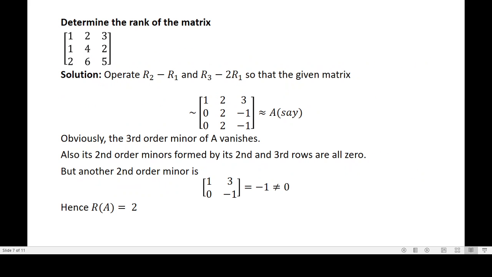Now let us determine the rank of the given matrix. The matrix is a 3 cross 3 matrix. The first row elements are 1, 2, 3, the second row 1, 4, 2, and the third row 2, 6, 5.